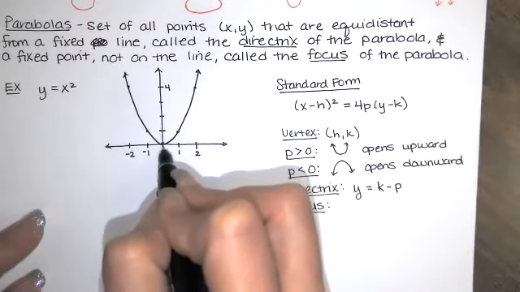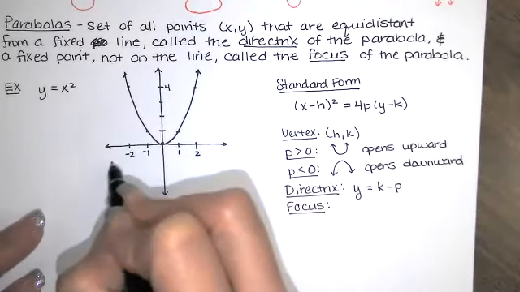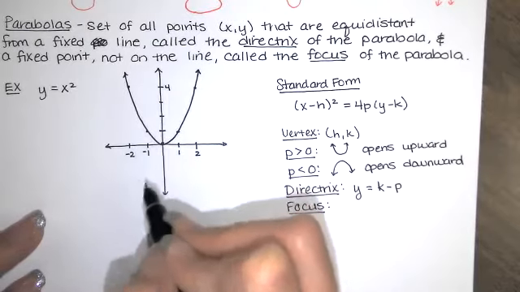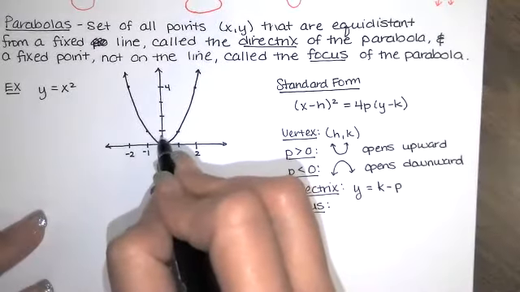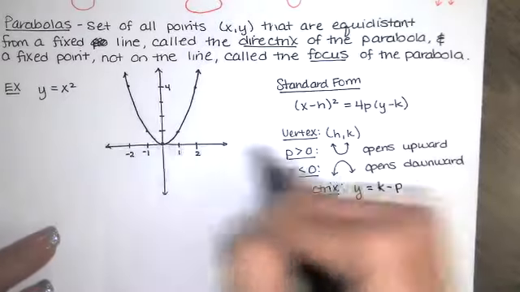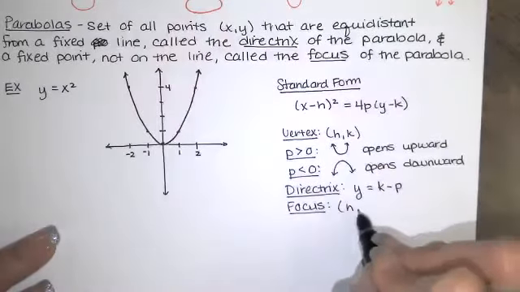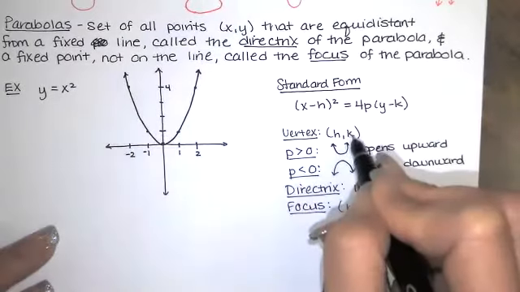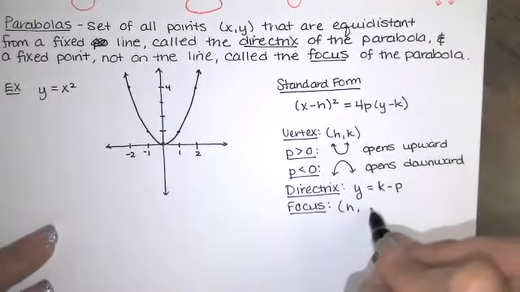So we go p units down and p units up. P units down to find a point on the directrix and p units up to find the location of the focus. So if I go up p units from (h, k), my x is still going to be h and my y is going to be k plus p because I've added p to it.